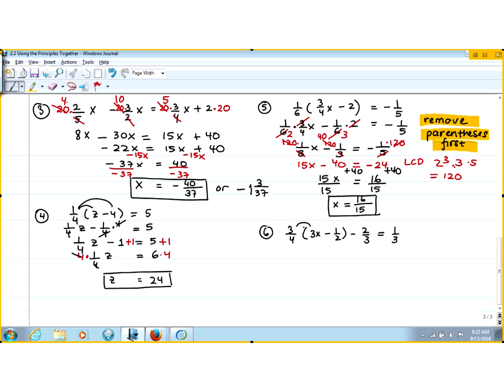Distribute. I need to remove parentheses first. So let's distribute this. So 3 over 4 times 3x minus 3 over 4 times half minus 2/3 is equal to 1/3. Okay, that's my equation.